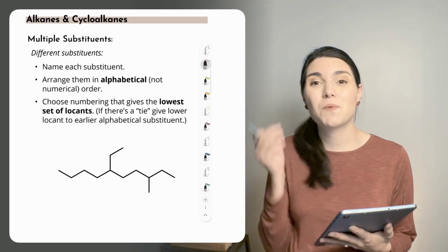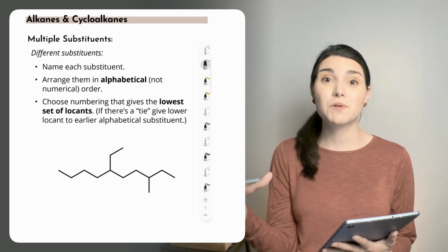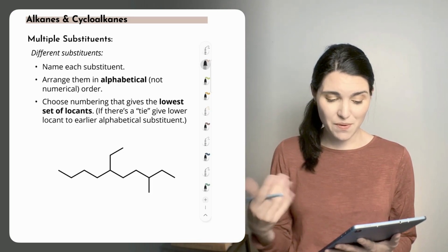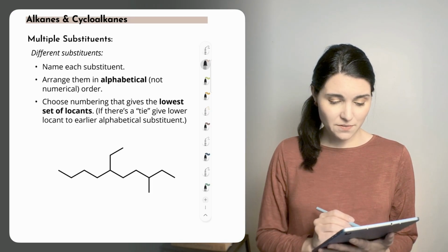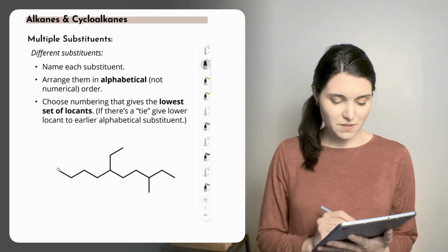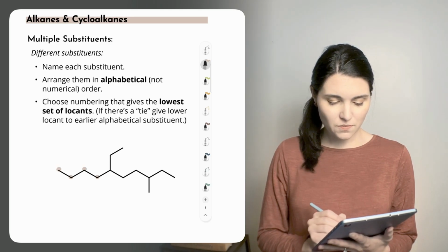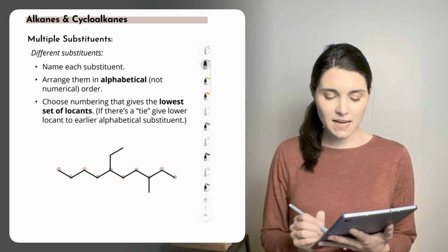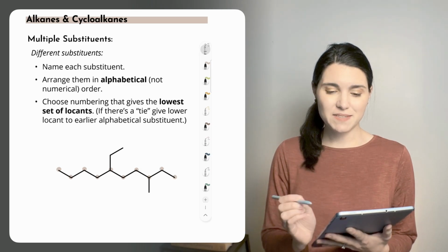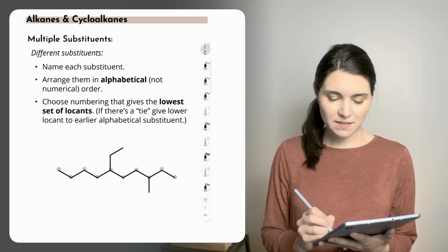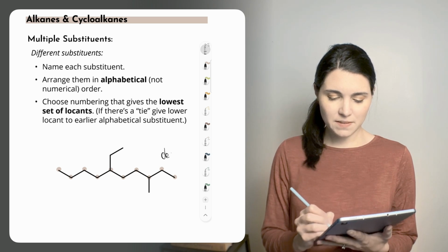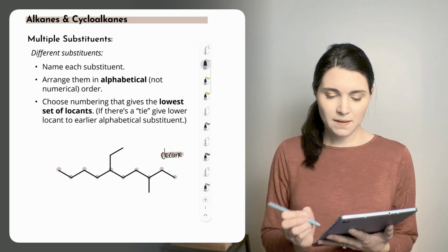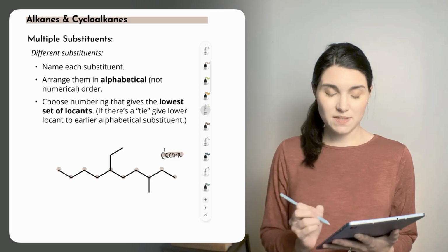Now I'll explain what you do when you have a molecule with multiple but different substituents. So let's just go through this example to show you how to do that. Let's find the parent structure first. So 1, 2, 3, 4, 5, 6, 7, 8, 9, 10 carbons. So this is going to be a decane. I'll just write that down. Decane is our parent.